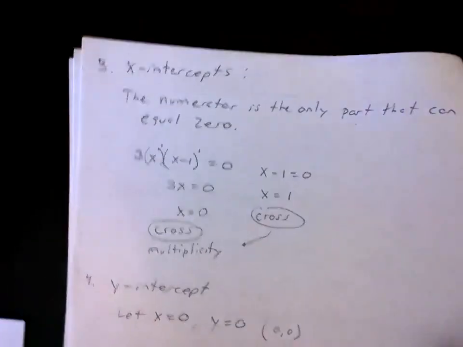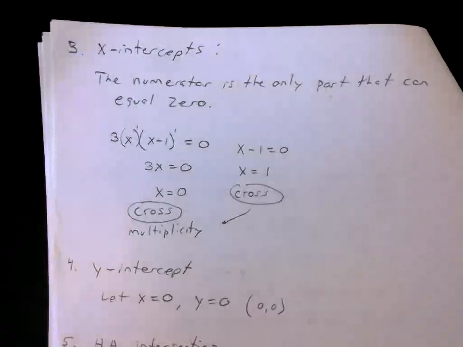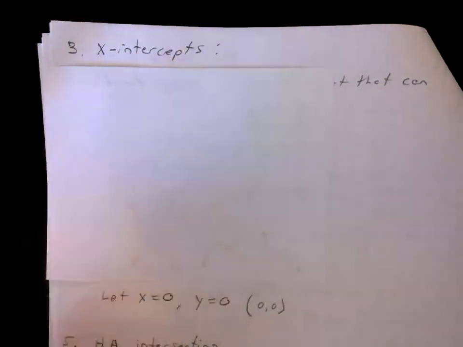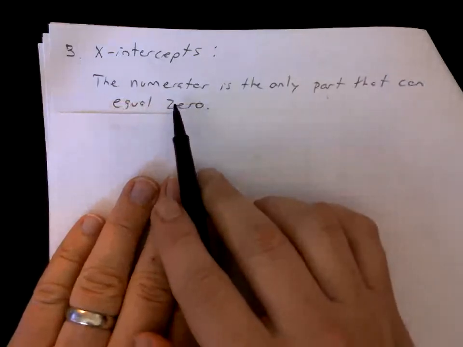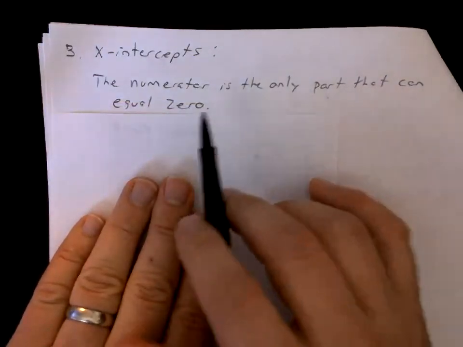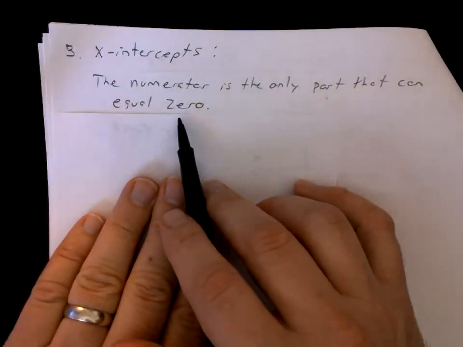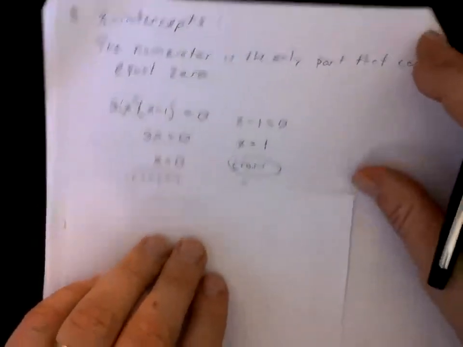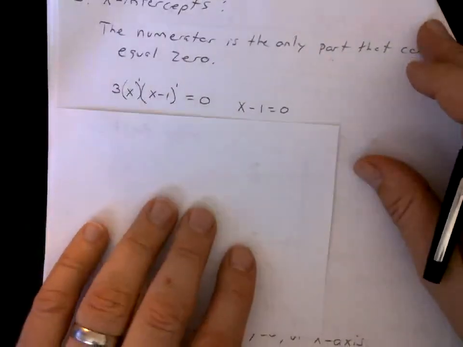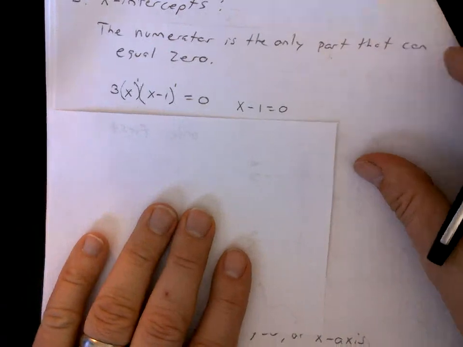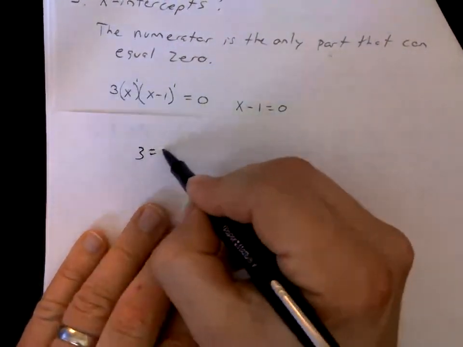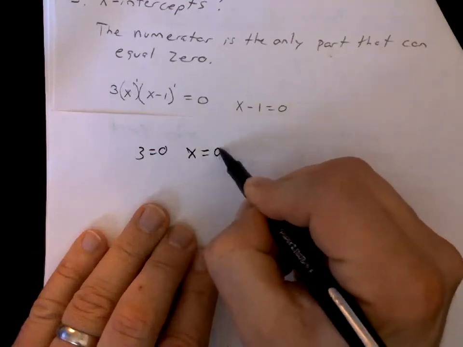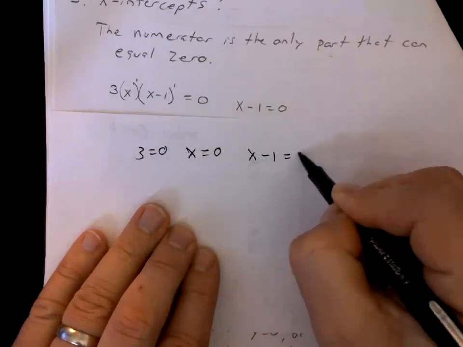All right, step 3 says we need to find the x-intercepts. The x-intercepts happen when the numerator is equal to 0. So on our top, we have a numerator that is factored out. That means 3 equals 0, you're going to have x equal to 0, and x minus 1 equal to 0.